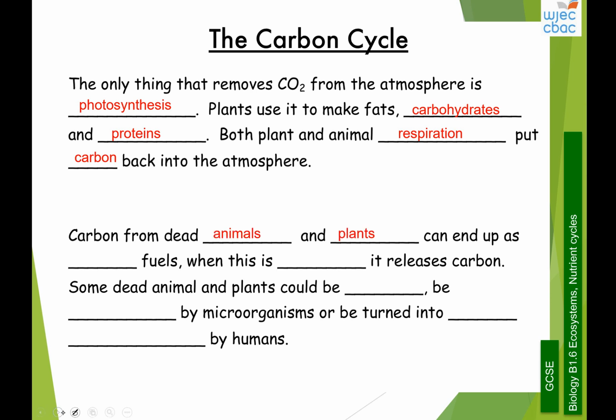And our last paragraph here, carbon from dead animals and plants, they can be either way round, can end up as fossil fuels. When this is burnt, it releases carbon. Some dead animals and plants could be eaten or decayed by microorganisms or turned into food and then eaten by humans.